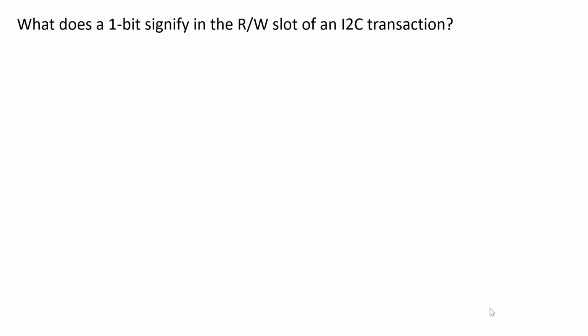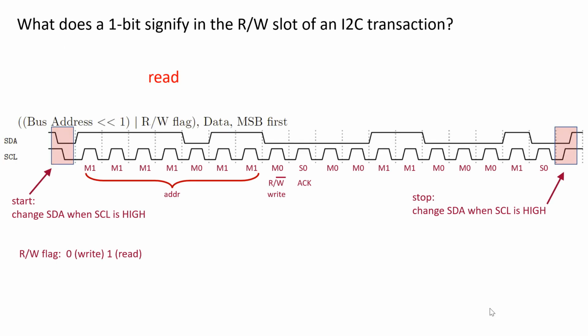Okay, what does a 1-bit signify in the RW slot of an I2C transaction? So a 1-bit is the bit that is normally at the end, right? So the address is going to be 1, 2, 3, 4, 5, 6, 7. The first 7 bits is the address in the header. And then you have the read-write bit, and then the acknowledge. So the read-write bit is the 8th bit that's transmitted on an I2C transaction, and a 1 would mean read. Read is 1, write is 0.